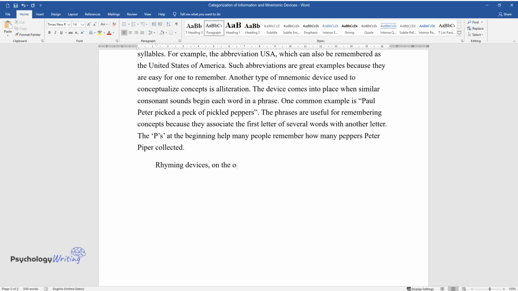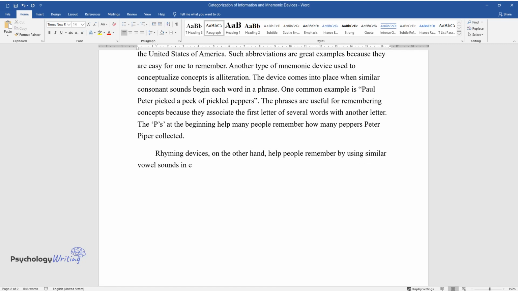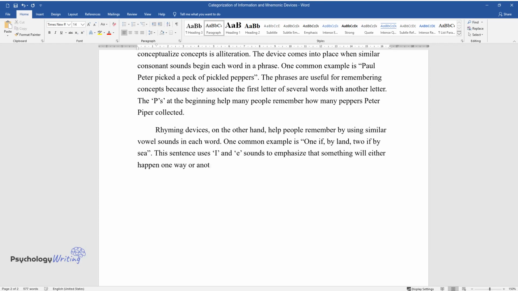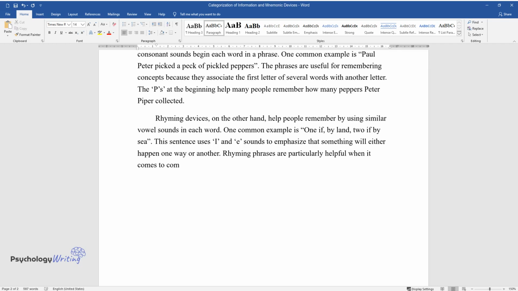Rhyming devices, on the other hand, help people remember by using similar vowel sounds in each word. One common example is "one if by land, two if by sea." This sentence uses I and E sounds to emphasize that something will either happen one way or another. Rhyming phrases are particularly helpful when it comes to comprehending historical events.